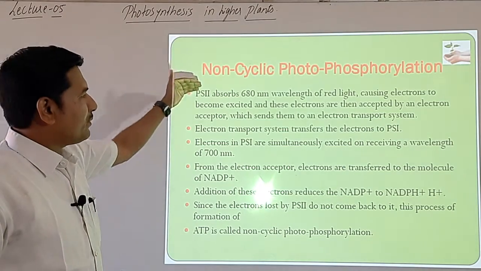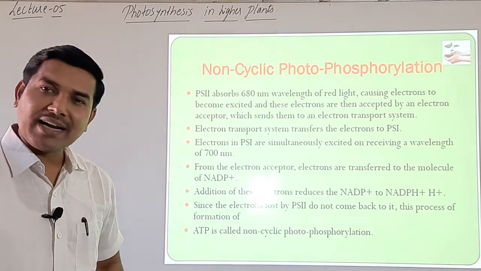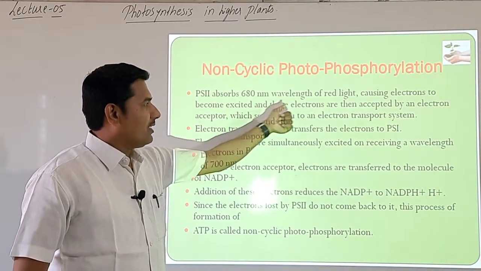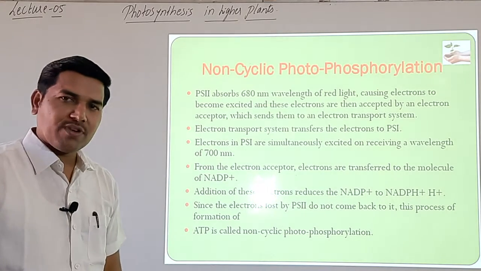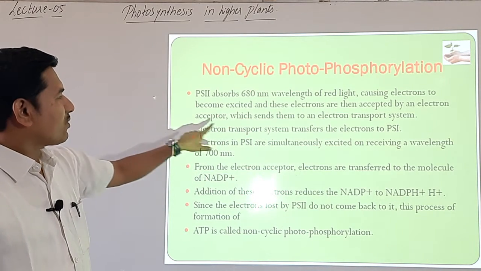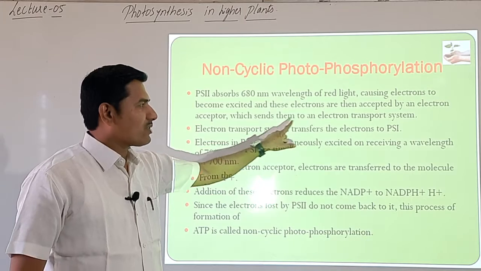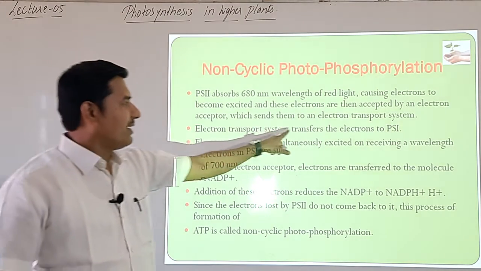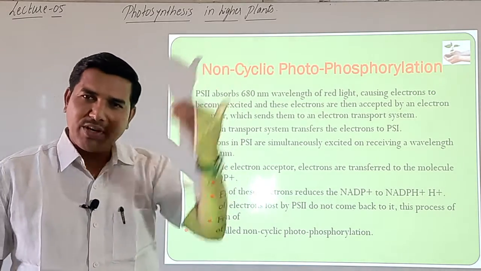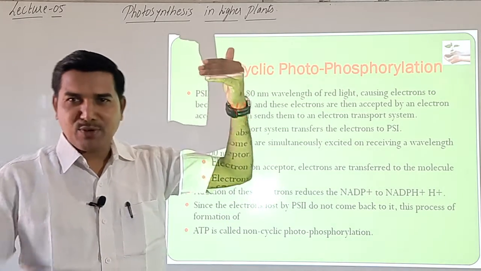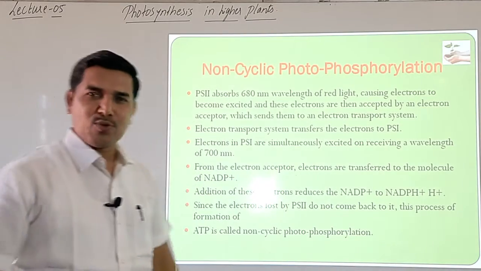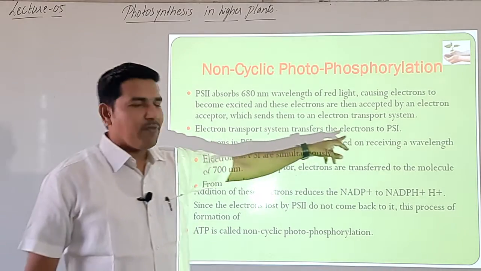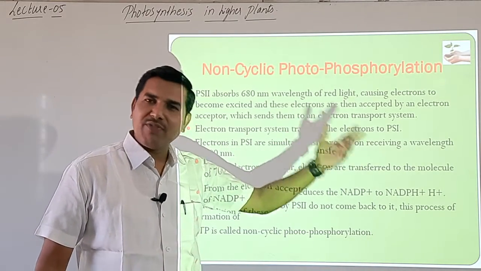Now, PS2 absorbs a 680 nanometer wavelength of red light. So, the wavelength 680 nanometer represents a red spectrum of light, causing electrons to become excited, and these electrons are then accepted by an electron acceptor, which sends them to an electron transport system, where first it is an uphill transport, later on it is a downhill transport. Then the electron transport system transfers electrons to photosystem 1, which we already know.